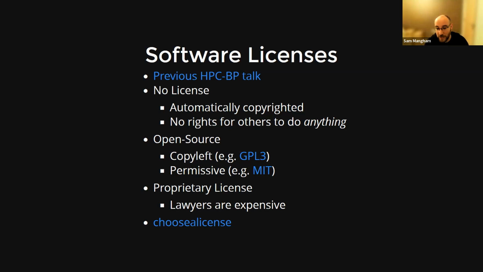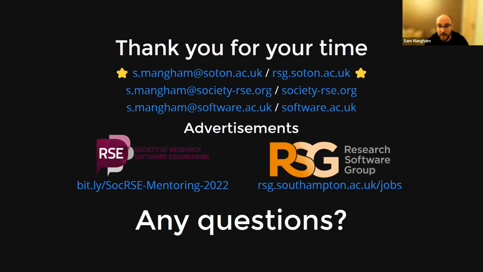So yeah, I would recommend chooselicense.com for a straightforward guide to it. And that's it. So that's been my summary of how you can manage your academic software development in a way that will hopefully result in releasing more organized code that's easier to use and get credit for. Thanks for your time, and I hope there's been something useful in this talk.